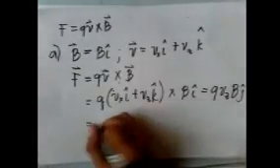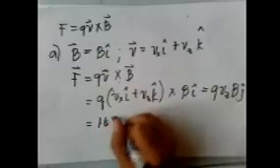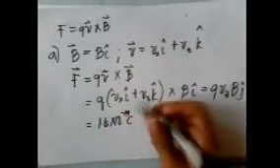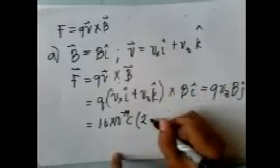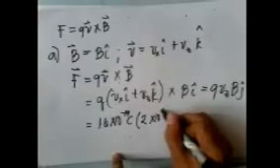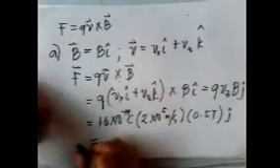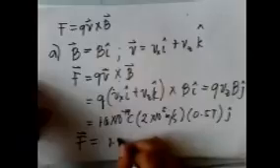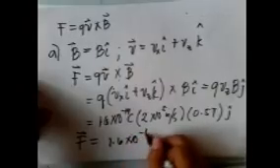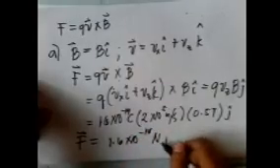Inputting all values, we have 1.6 times 10 to the negative 19 coulomb times the velocity, which is 2 times 10 to the 5th meter per second, times 0.5 Tesla j hat. So the magnitude and direction of our magnetic force is equal to 1.6 times 10 to the negative 14 Newton j hat.